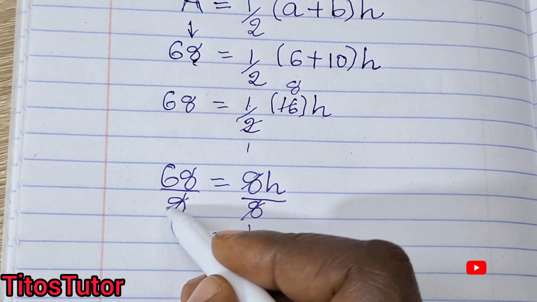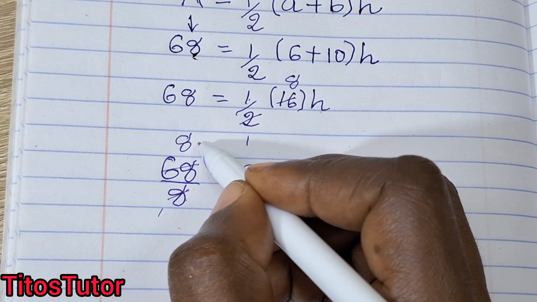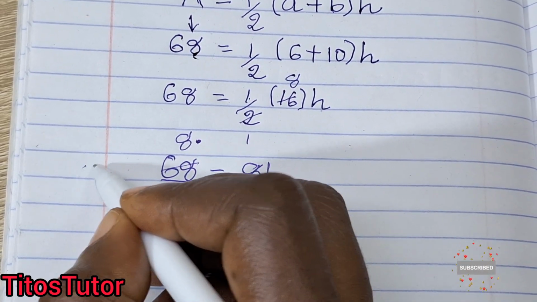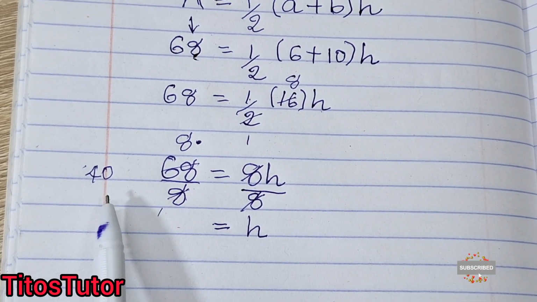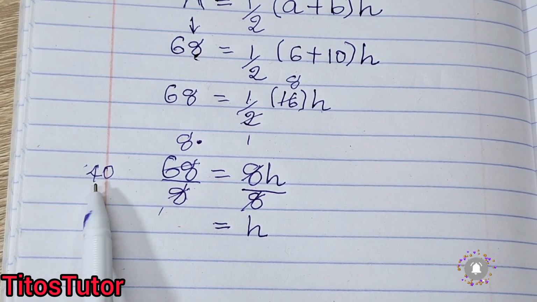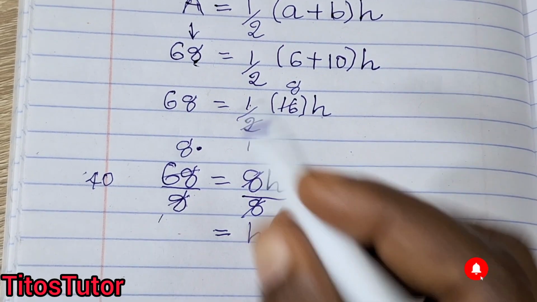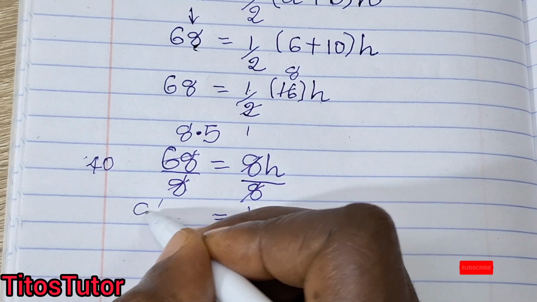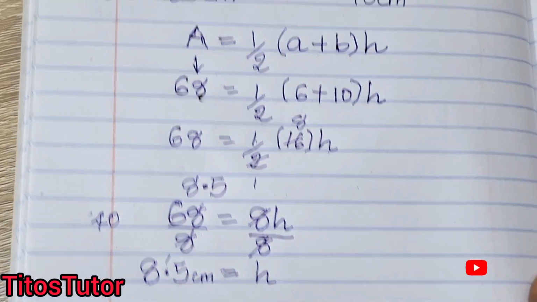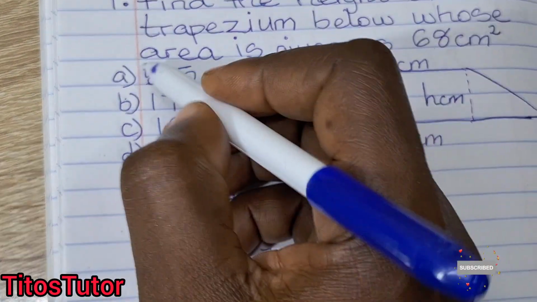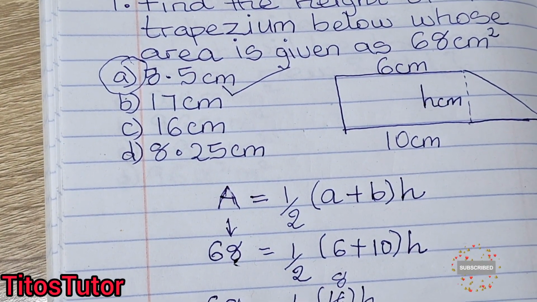I know 8 here 1, 8 times 8 is 64. Remainder 4. So I put a point here. I put my 4 in a corner and add 0 to it, because after every decimal point, you can keep adding infinite zeros. So 40 divided by 8 is 5. So H is 8.5 cm. I go to the options and I pick A. Final answer is 8.5 cm.